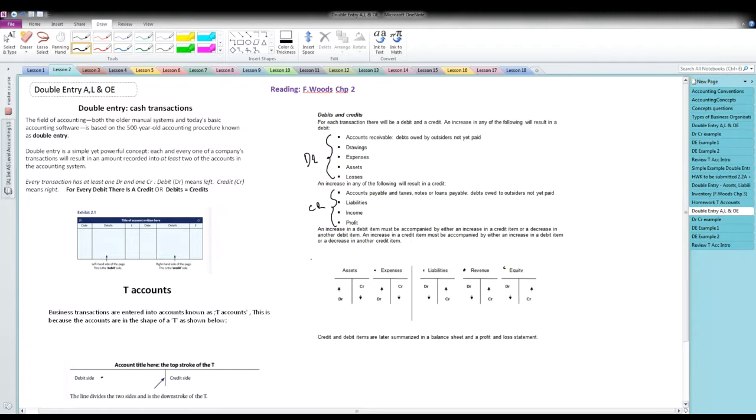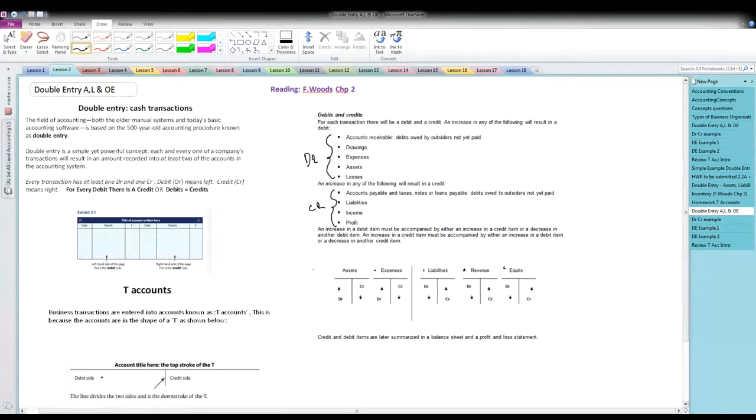This table below here is very, very important. I suggest when you print this out from the notes, you make a copy of it and you stick it next to your computer anytime you're doing your accounting course. If you can correctly identify debits and credits, then everything else you do in accounting will be much, much easier.